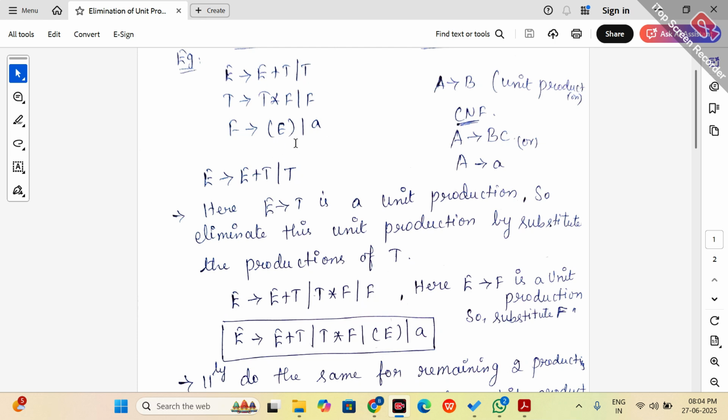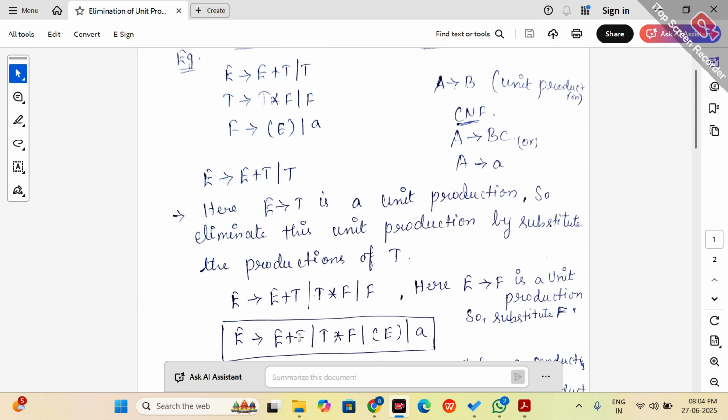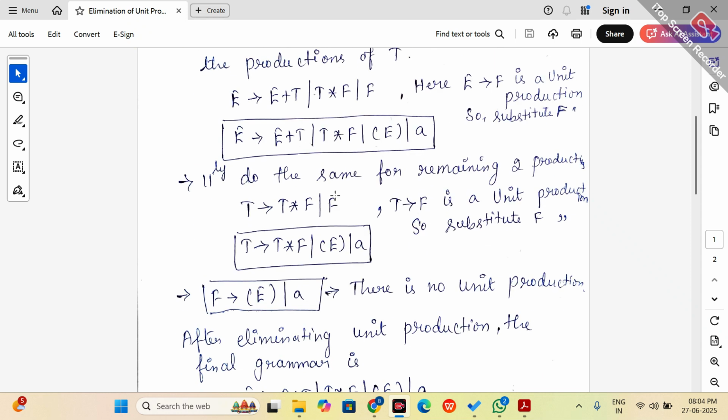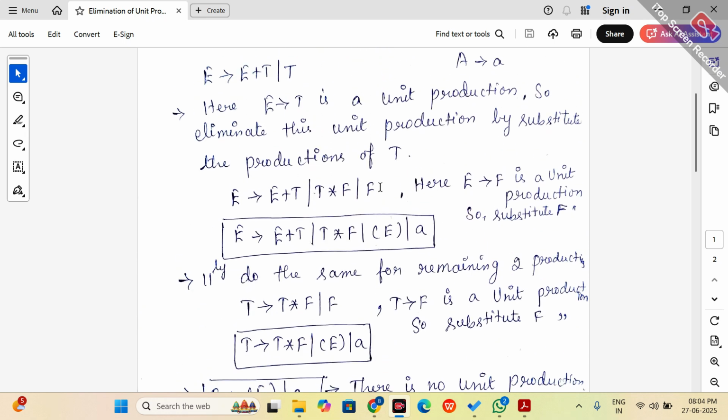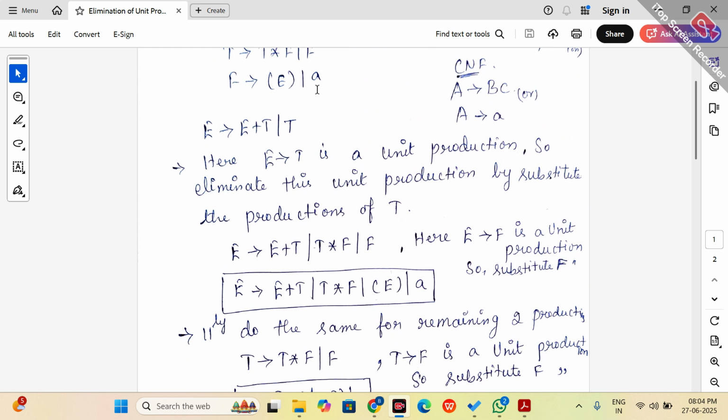For F, there are two different productions. There is no change in the first two productions: E tends to E plus T, E tends to T asterisk F. But for this F, we substitute the F production. The F production is E within the parentheses, and A. So this is the final grammar after eliminating the unit production.